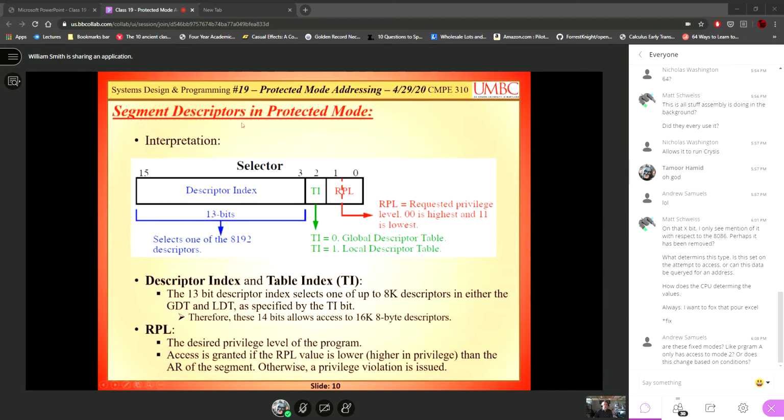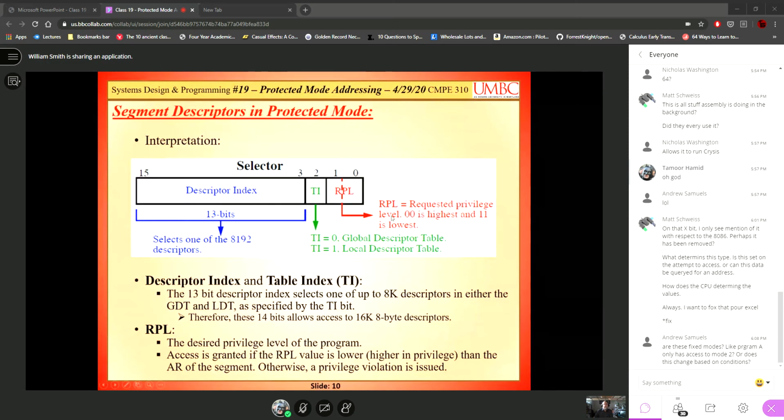When you're in protected mode, and we're talking about a segment descriptor now rather than a segment offset, these fields become more unique. We talked about the top 13 bits being the descriptor index. You're choosing whether you're going to use the global descriptor table, which is protected mode addressing, or if this is set to a 1, you're going back to the original old-fashioned local descriptor table, the LDT.